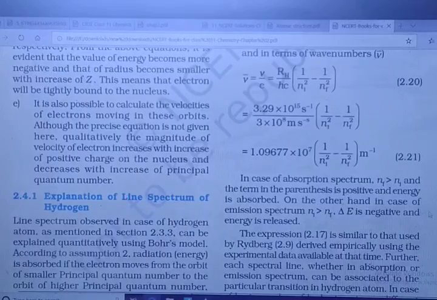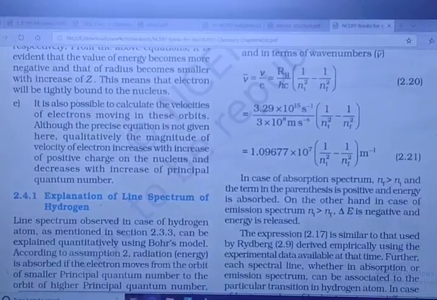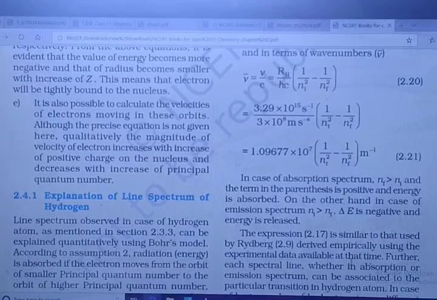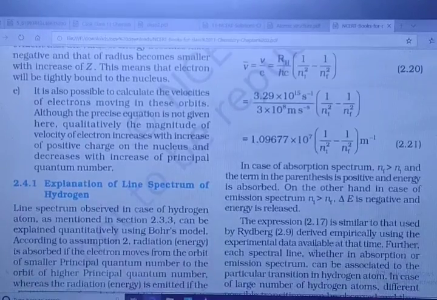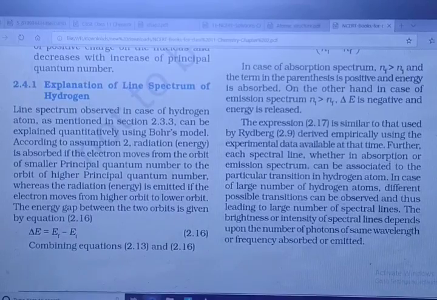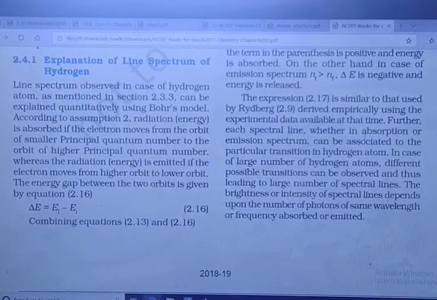On the other hand, in the case of an emission spectrum, emission means the electron is coming from a higher energy level to a lower energy level. That time n initial will be greater than n final, and the value of delta E will be negative because the energy is released, right? So this equation is similar to the one used by Rydberg, who derived the constant empirically using the experimental data available at the time.